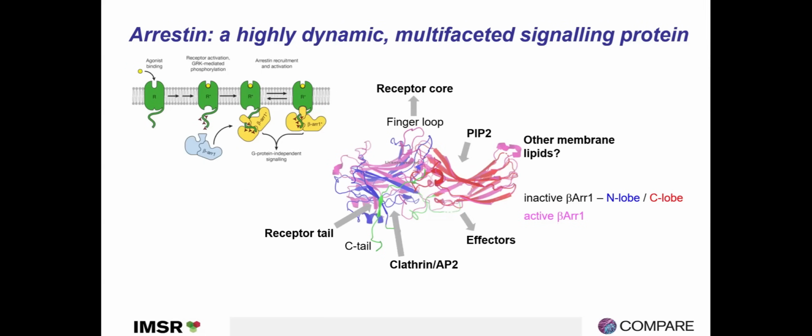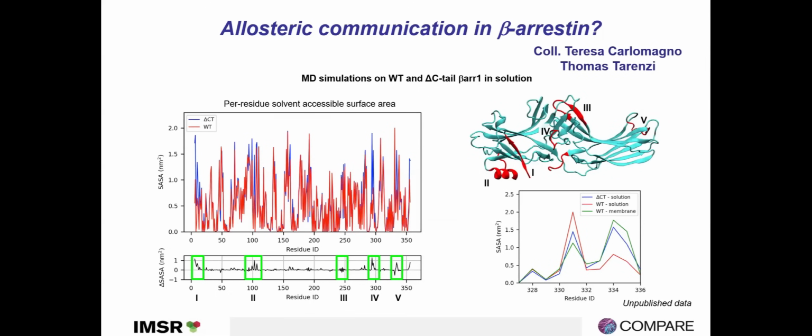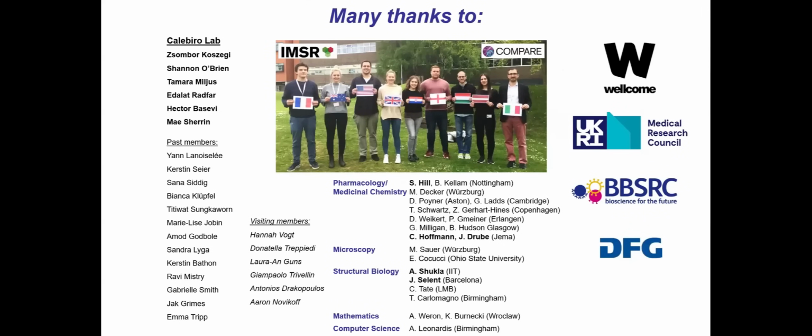In fact, we have all these various interactions taking place that are highlighted there. And we and others are looking into this, and we have some initial data that suggests that there is, for instance, allosteric communication between this part of the molecule, which is the one where the phosphorylated peptide coming from the receptor binds to, and the C-edge of the molecule, which is the one that interacts with the lipid bilayer. So, for instance, if you remove this interaction, you see some distant changes in the C-edge. Which I think is quite interesting and something we are following up experimentally, trying to understand how that works. And with that, I would like to thank you for your attention.